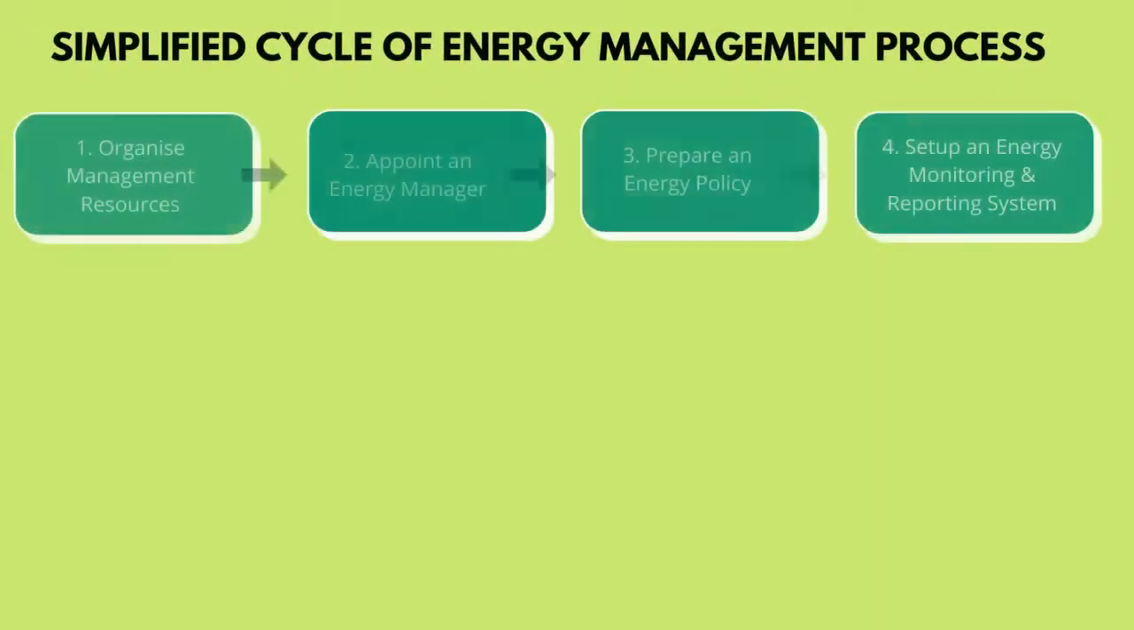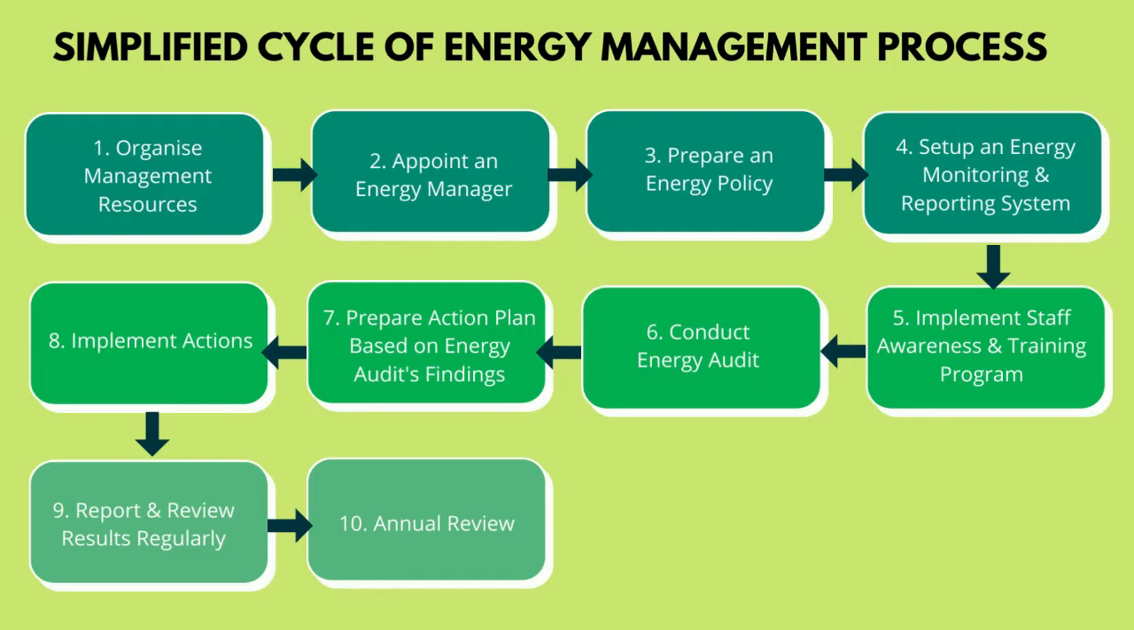These are the simplified cycle of energy management process. First is organize management resource. Second, appoint an energy manager. Third is prepare an energy policy. Fourth is set up an energy monitoring and reporting system. Fifth, implement staff awareness and training program. Sixth, conduct energy audit. Seventh, prepare action plan based on energy audit findings. Eighth, implement action. Ninth, report and review result regularly. Lastly, annual review.